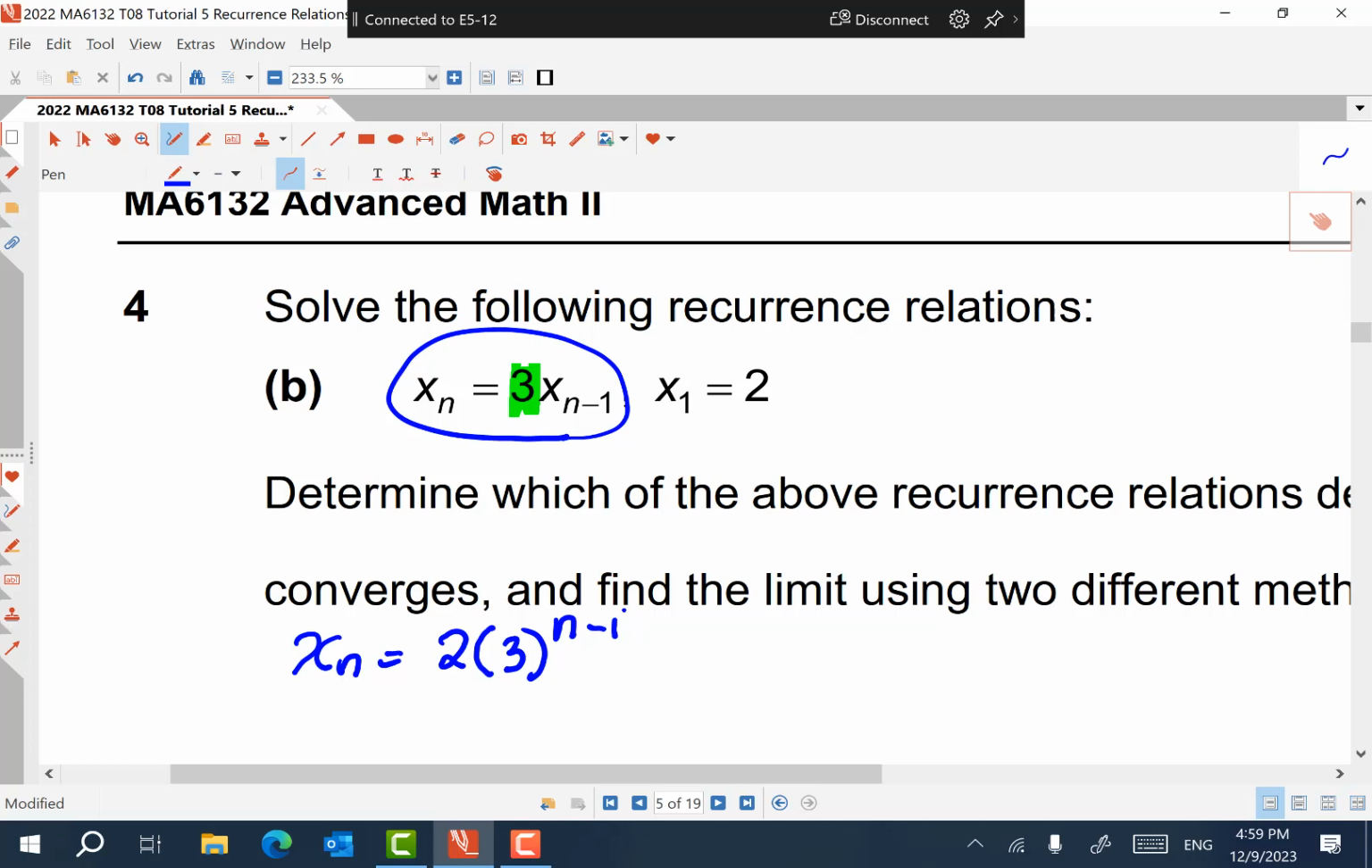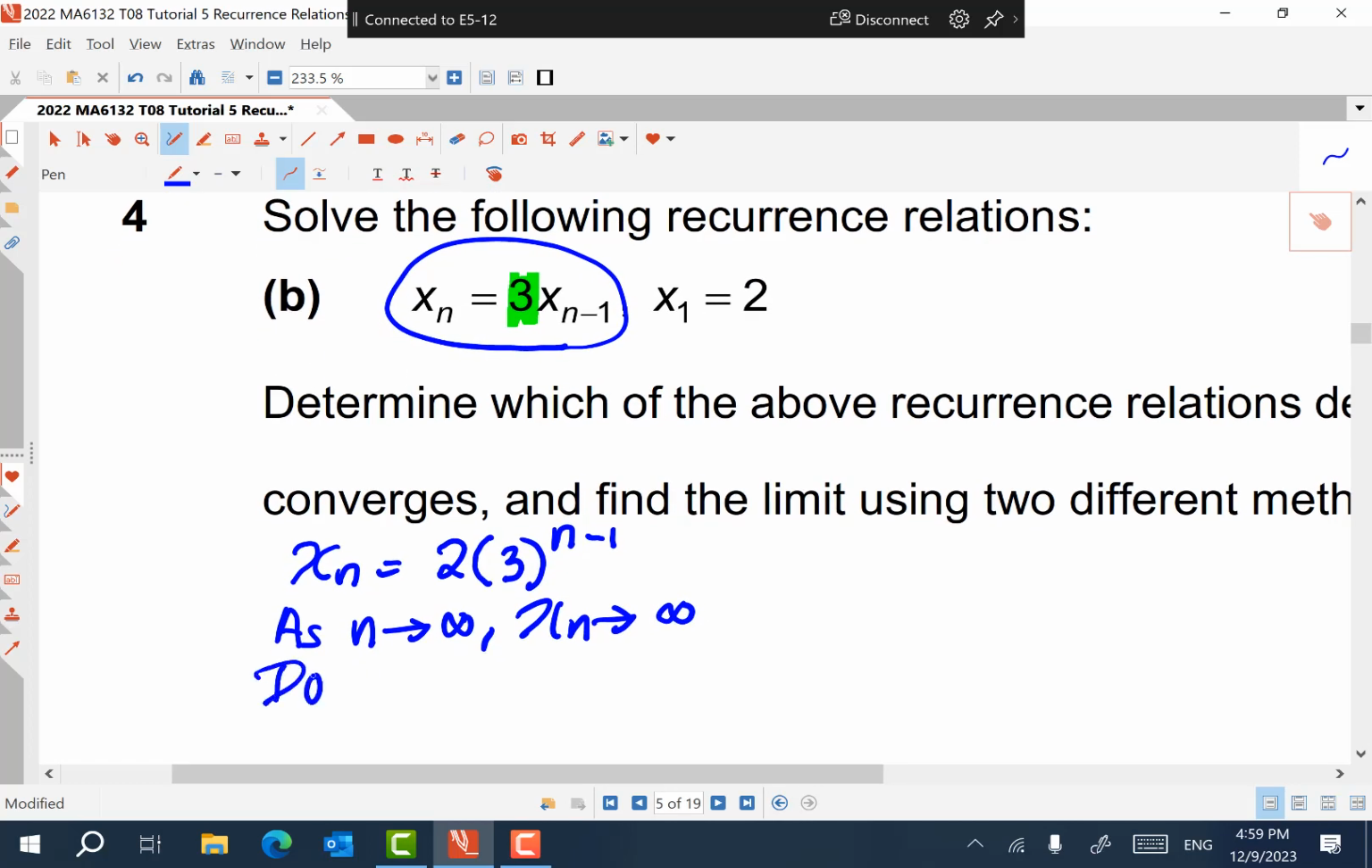Okay, Vishwa, what is the next question I'll be keen to know about this number pattern? Does it converge, Vishwa? As n goes to infinity, will xn go toward a finite number? No, right? Xn goes towards infinity. So therefore, it does not converge.